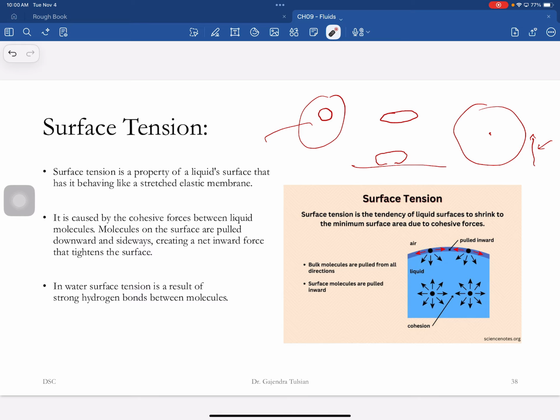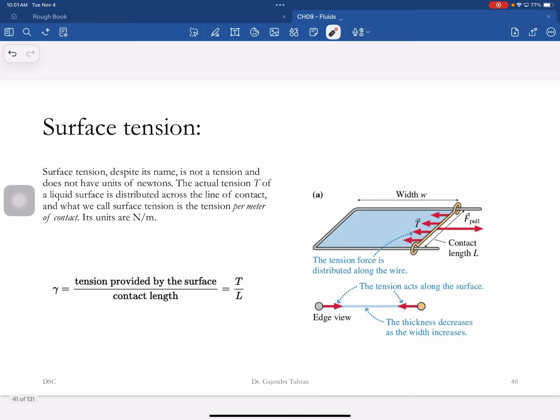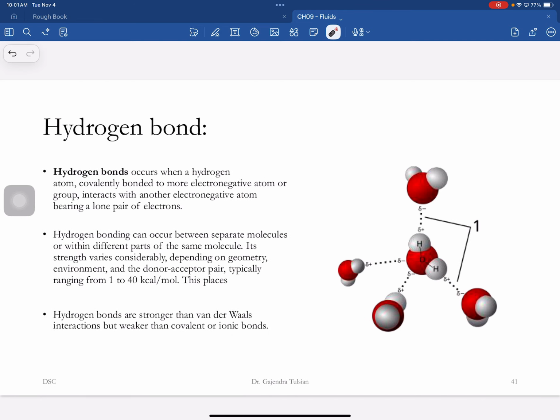So surface tension is caused by the cohesive forces between liquid molecules. That is, the attractive forces between liquid molecules. Okay. In water, the surface tension is a result of the strong hydrogen bond between molecules. Okay, so here's a water molecule. This is the hydrogen bond. So here's a water molecule, oxygen and 2 hydrogen.